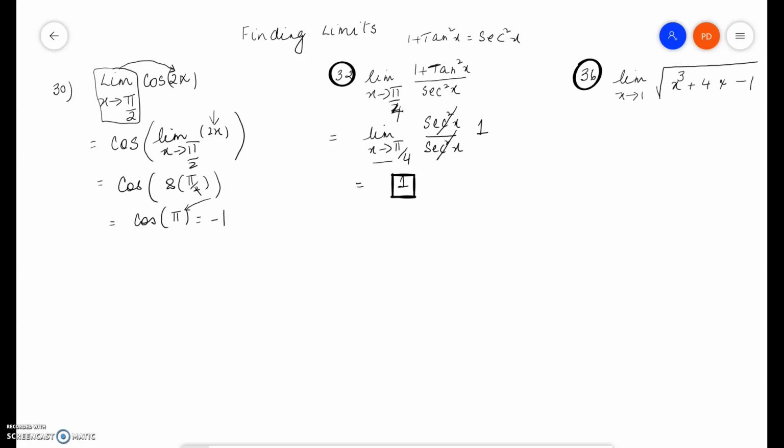The next example, we do the same thing. We move the limit into the radical sign. So that is limit as x approaches 1. We apply the limit to the inner function, x cubed plus 4x minus 1. Now that's a polynomial function. So all we have to do is substitute. When we substitute, we get 1 cubed plus 4 times 1 minus 1, which is equal to 4.